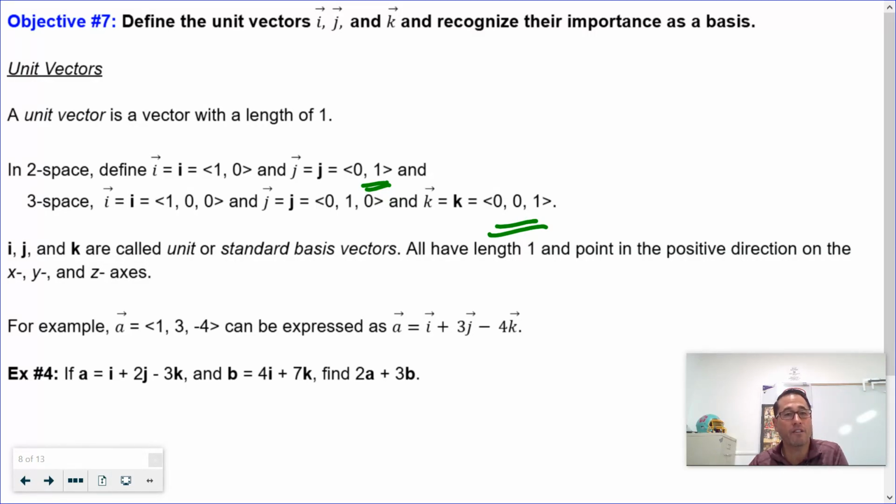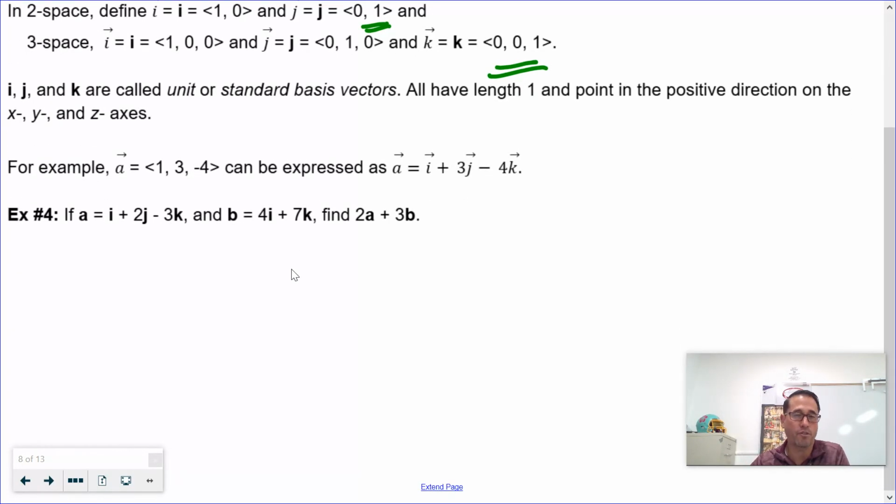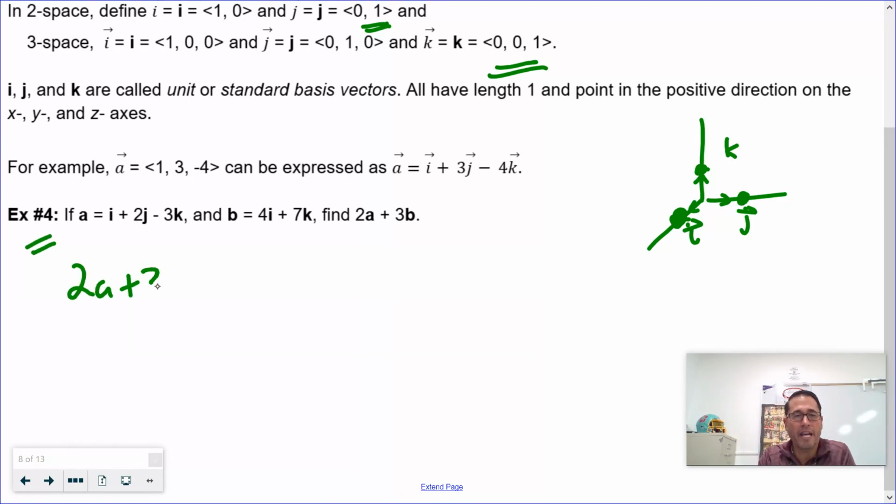Why? Because they all have a length of 1. We'll get into length and magnitude a little bit later on. We did some of that in BC. Okay? i, j, and k are called unit or standard base vectors. They all have a length of 1, and they all point in the positive direction. Okay, so if you have a z, an x, and a y, there is your unit vector i. Okay, here's your unit vector j, and here's your unit vector k. And remember, if they're vectors, they'd all point out in those directions, and they all would have a length of 1.